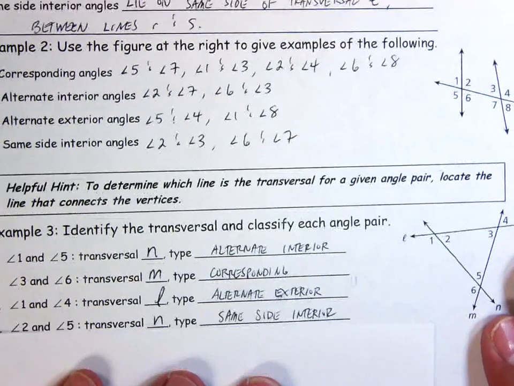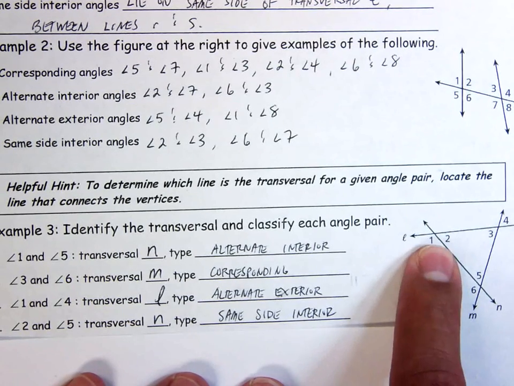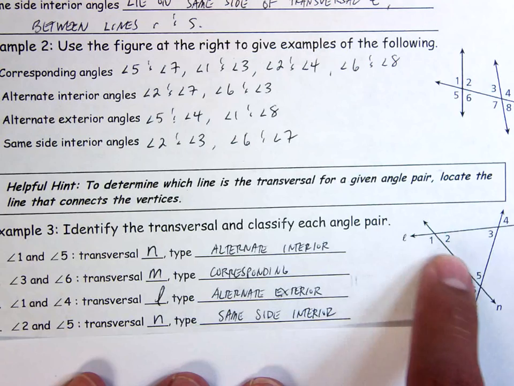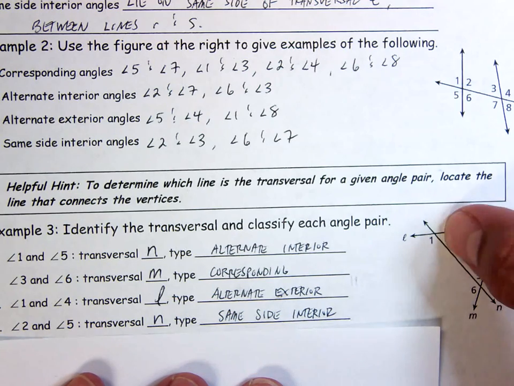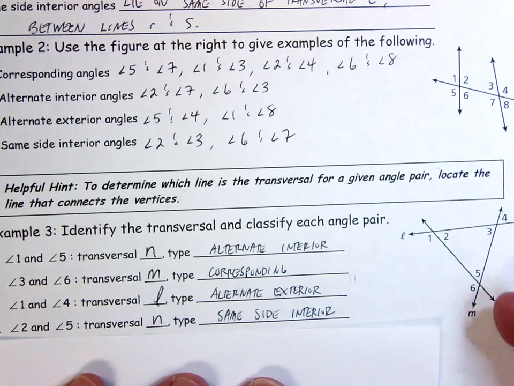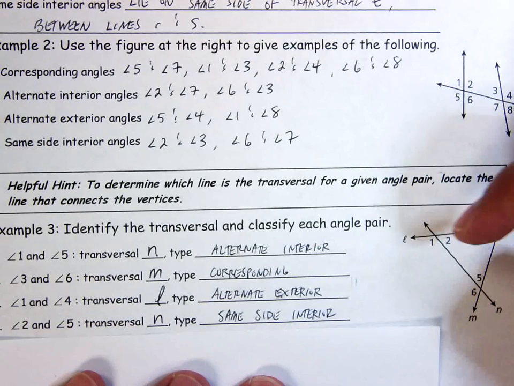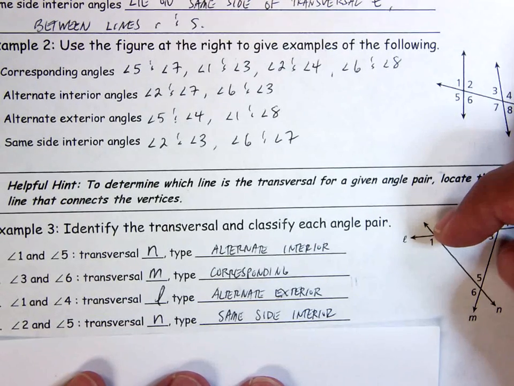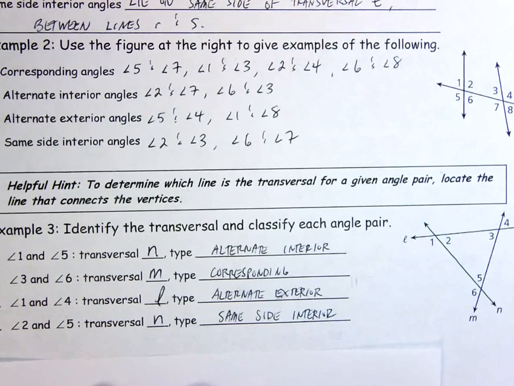And my last set, angle 2 and angle 5. Again, go back, there's angle 2, there's angle 5. The line that goes through both is line N. Angle 2 is right here, angle 5 is right there. They're on the same side of my transversal N, and they're on the interior of lines L and M. Same side interior angles. That's all I got.